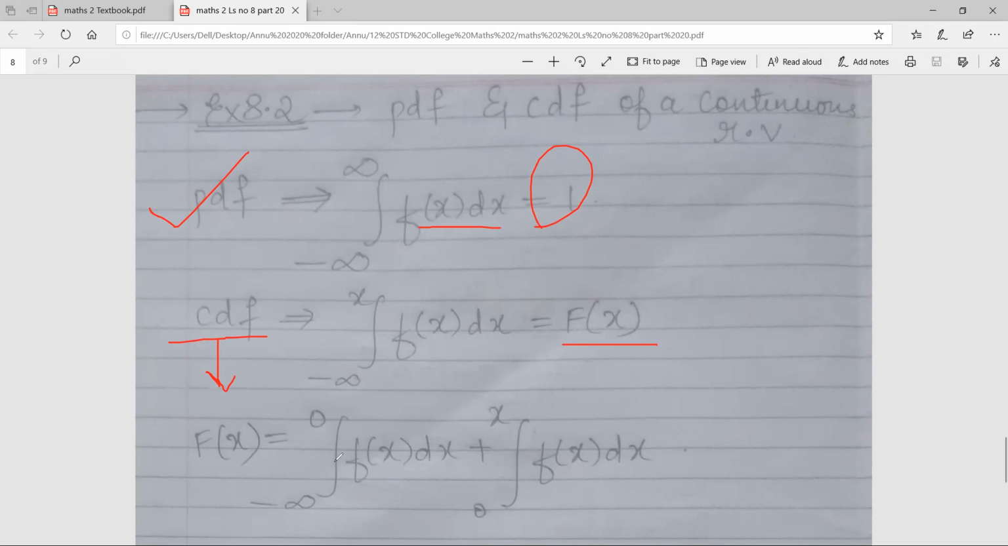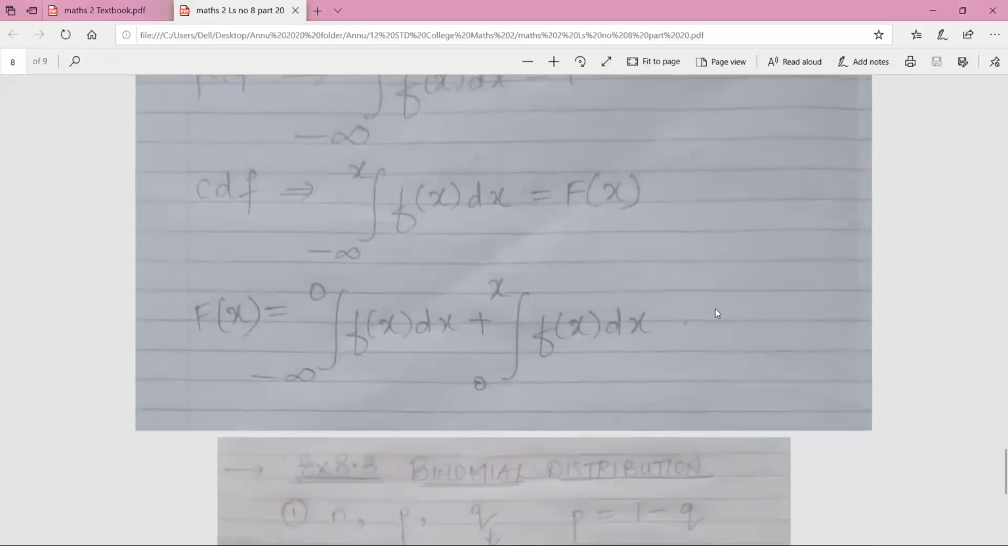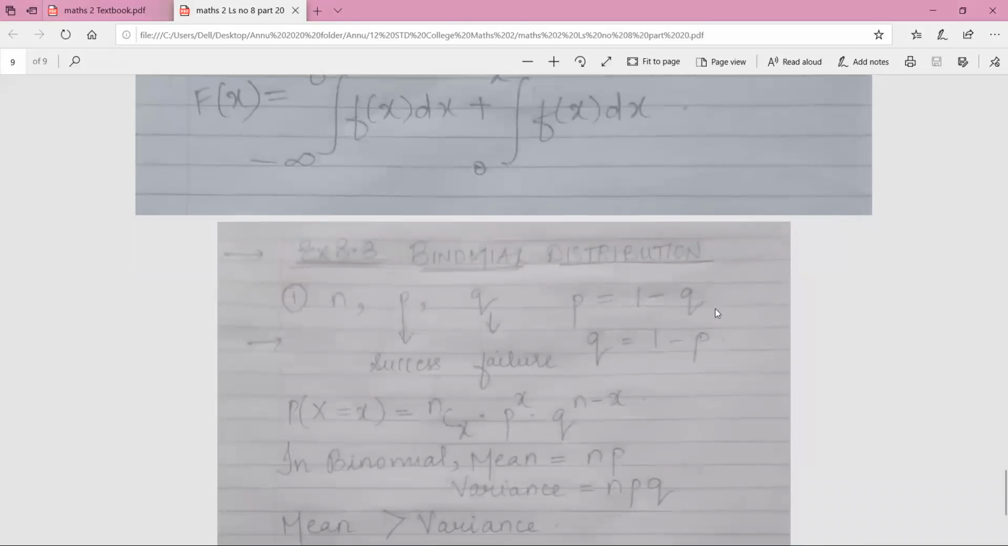So if I split it into 2, it will become integration minus infinity to 0 f of x dx plus integration 0 to x f of x dx. Then you can say the following function becomes a CDF. The function of CDF is ready to solve.